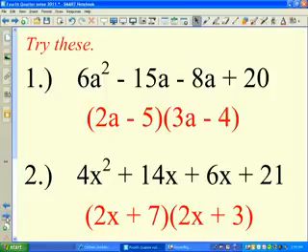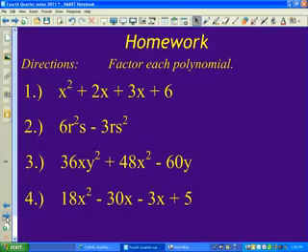And for your answers, did you get 2a minus 5 times 3a minus 4? Remember, you had to change that last term so it can match up. And for number 2, since we were adding, we have 2x plus 7 times 2x plus 3. If you got those two, good job. I'm proud of you.